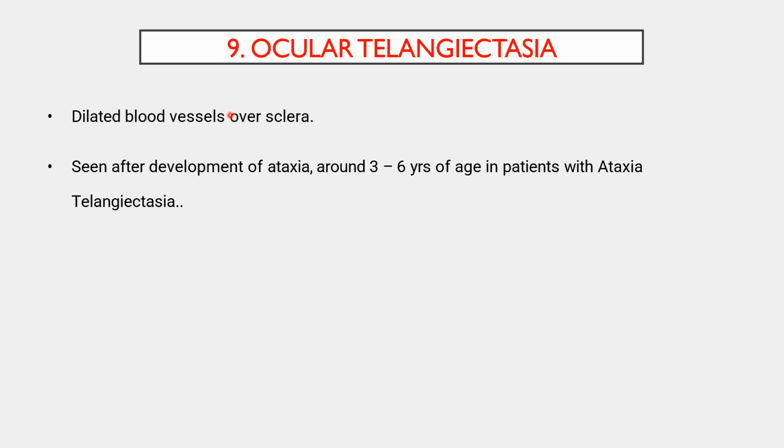Again, ocular telangiectasias. These are dilated blood vessels seen over the sclera. You can see them also on the nail beds and face. They are seen after the development of ataxia, around 3 to 6 years of age. If a young patient comes with ataxia, kindly examine for telangiectasias also. Next.